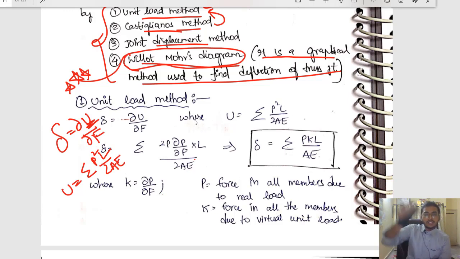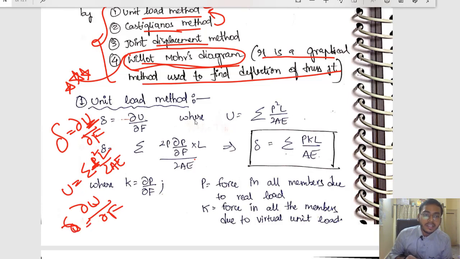You can go up a couple of pages and see your hard copy. The strain energy due to gradually applied load is summation of W²L by 2AE, where W was the axial force, right? Here the axial force in an individual member is P. So summation of P²L by 2AE. Now let us partially differentiate our strain energy with respect to force to get our deflection. Simple enough, do the partial differentiation. What will you be getting?